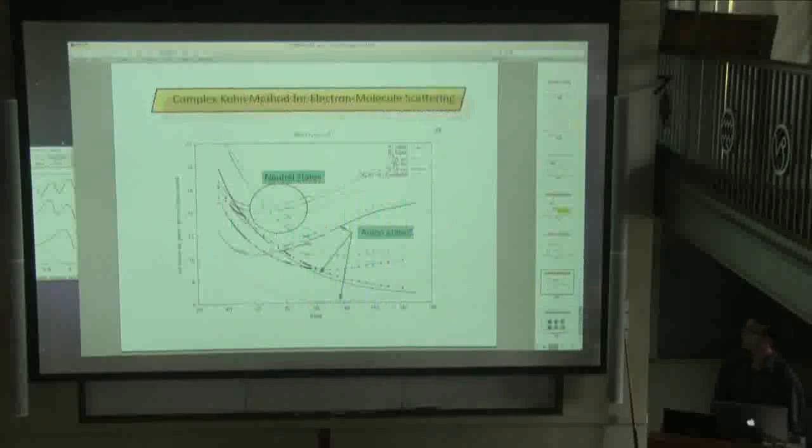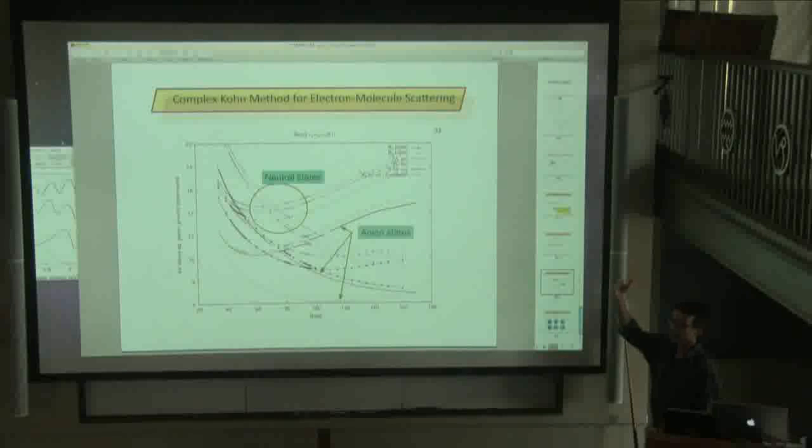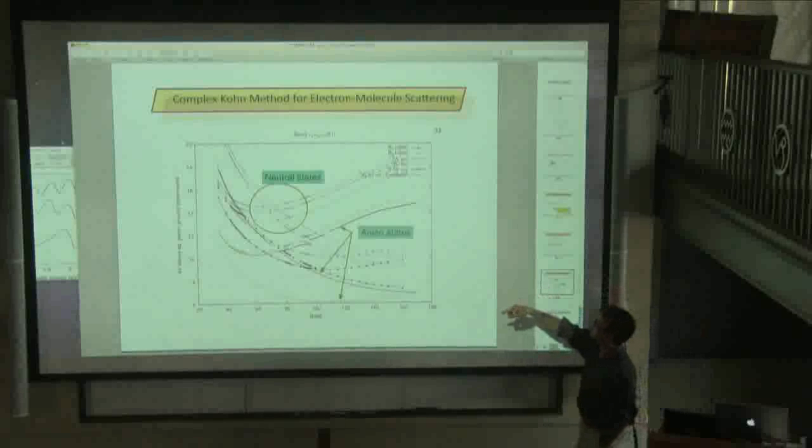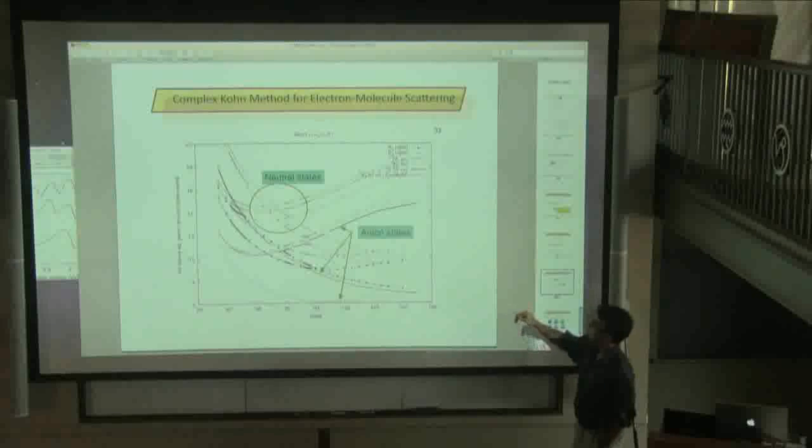Some of these studies involve... Tell me if I'm not answering your question. Some of these states are very high in energy, so they do lie above many excited states of the neutral. So these are all a plot of all the target states that go into the calculation. That's the lines with dots, and the fitted positions of the resonances are the solid lines.